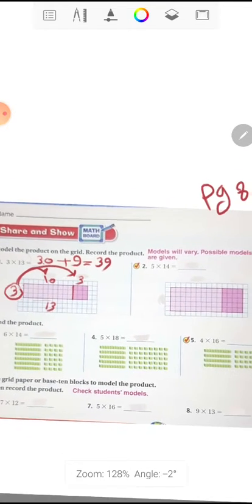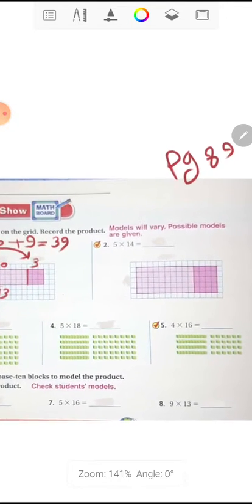Let's find exercise number 2. 5 multiply 14. Now I want to multiply 5, so I will use this rectangle. The width for this rectangle will be 5, so I will choose 5 steps, and the length for this rectangle will be 14, so I will draw 14 steps. Now I will break the larger number into two numbers, so I will choose the first one, 1, 2, 3, 4 steps, and the second one will be the number 10 here.